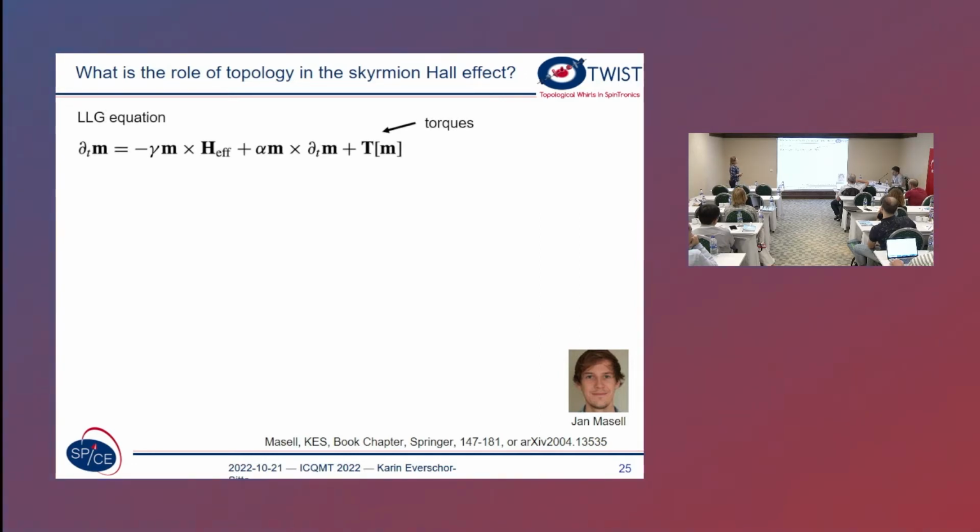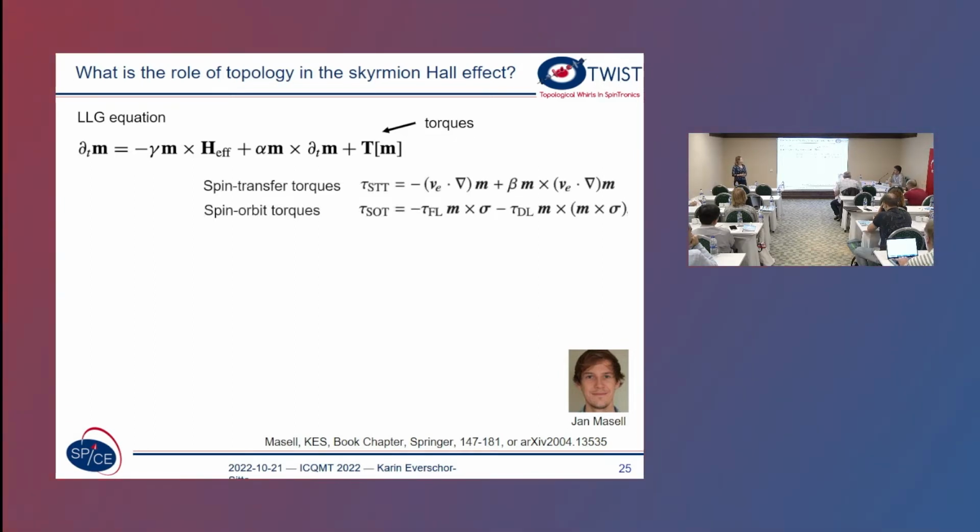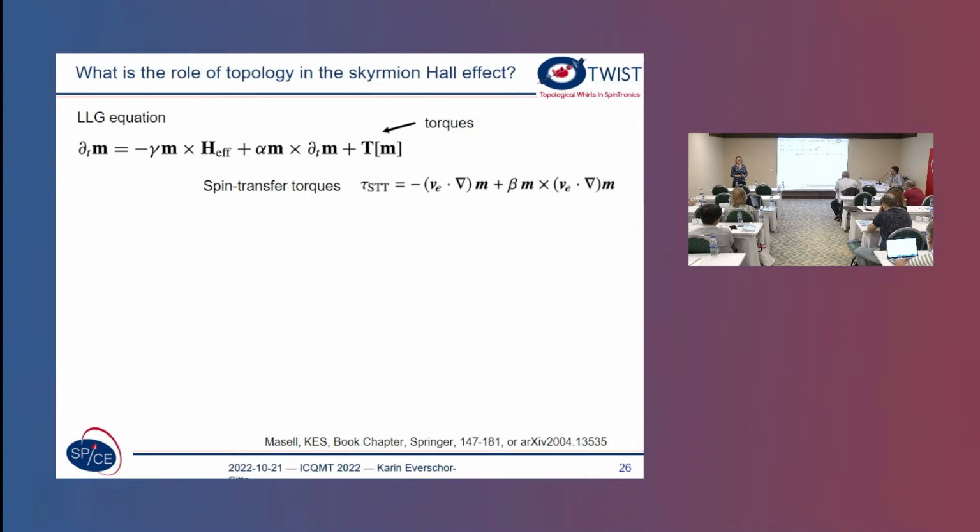If you look at the LLG equation in a very general form, you see how the magnetization changes over time, and we can add torques here. And we have seen that there are different types of torques: spin transfer torques, spin orbit torques. So let's start with spin transfer torques.